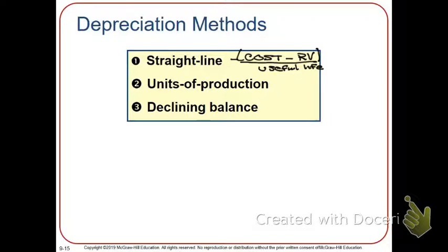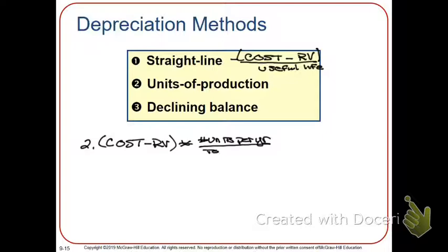Okay. Units of production, I'm going to go ahead and write down here. Units of production, the book defines it as cost minus residual value times number of units per year divided by total units. All right? And then you have to do that for each year. So if you have three or four years, you do that each year.